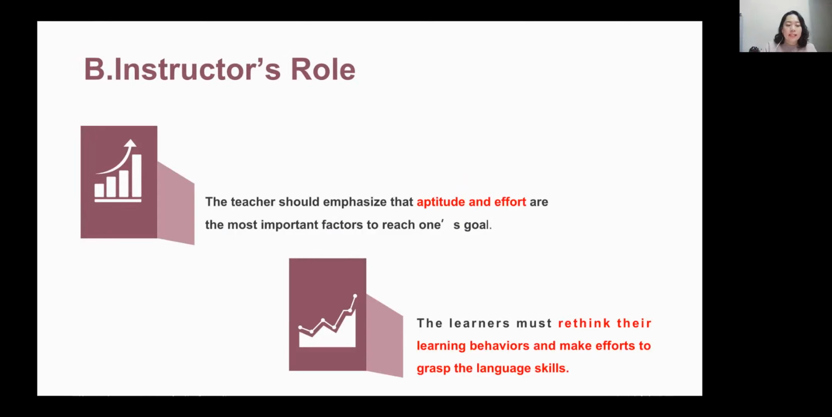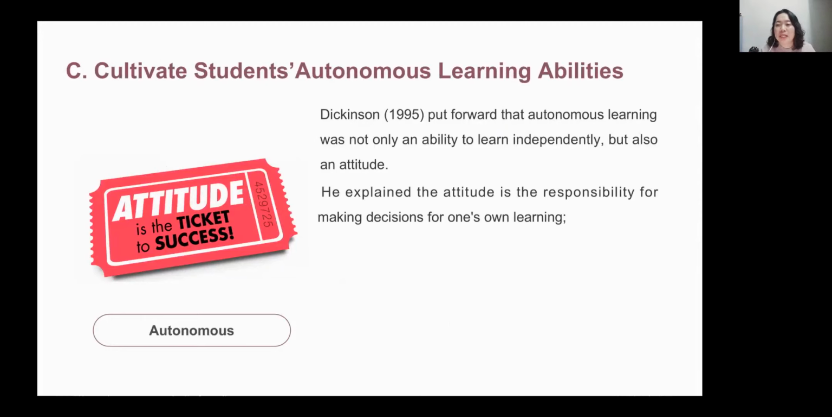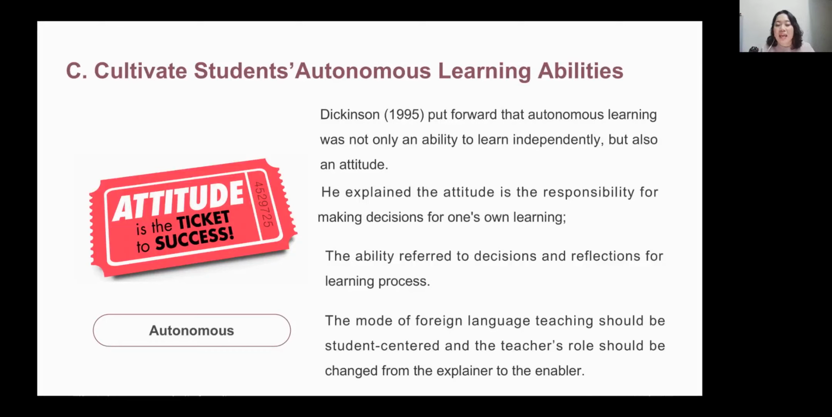Now let's look at the next one. Cultivate students' autonomous learning ability. In this part, Dickinson put forward that autonomous learning was not only the ability to learn independently, but also an attitude. He explained the attitude is the responsibility for making decisions for one's own learning. The ability referred to decision and reflection for the learning process. The mode of foreign language teaching should be student-centered, and the teacher's role should be changed from the explainer to the enabler.